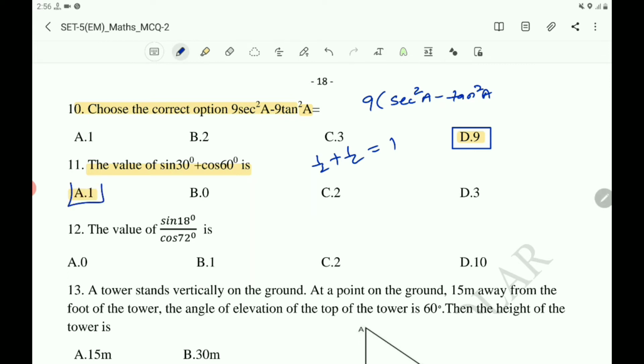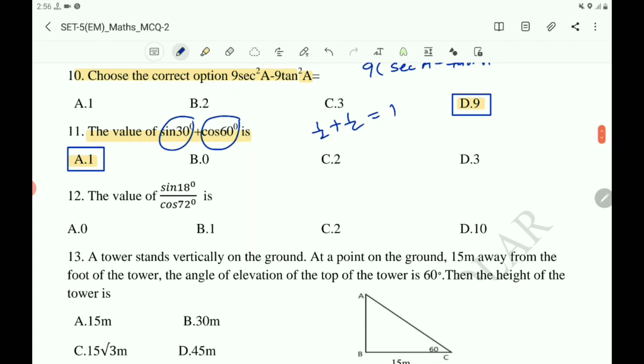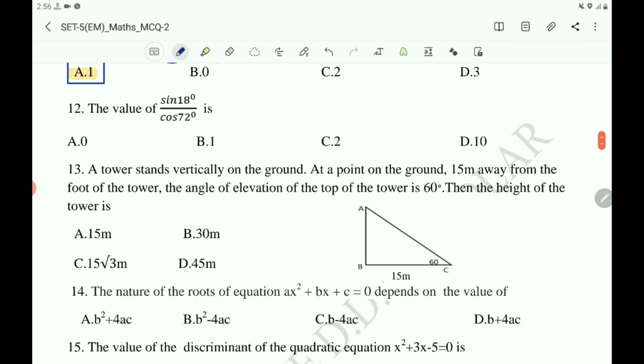Option A is the answer. You must know the value of sin 30 degree, cos 60 degree, otherwise you can't recognize the answer. Then you take the 12th question. The value of sin 18 degree by cos 72 degree. You know that here these two are equal, so you will get the answer which is equals to 1.